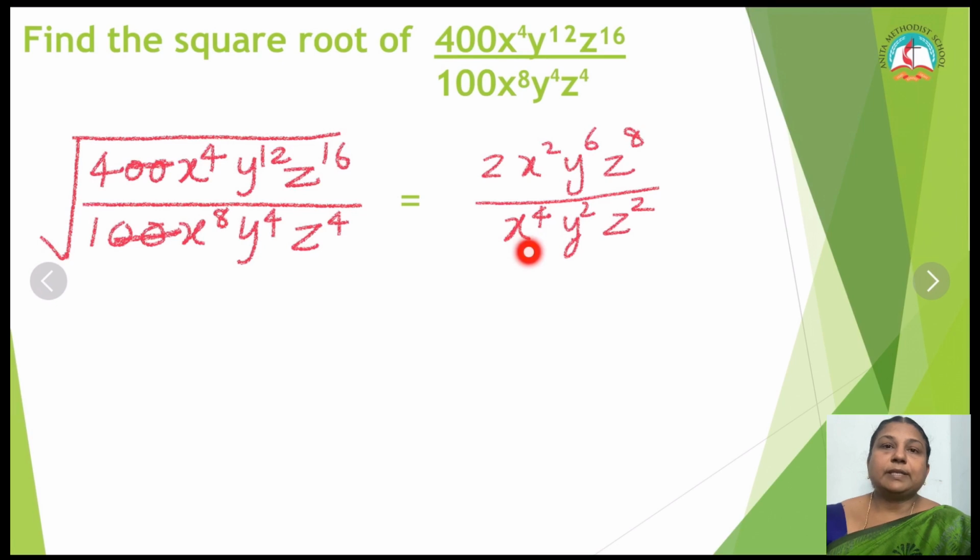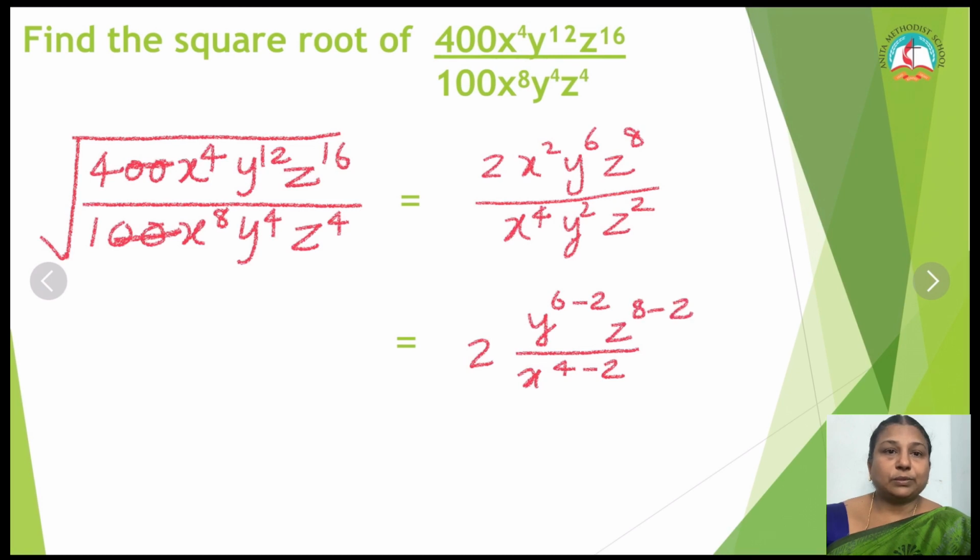While I am taking from numerator to denominator or denominator to numerator, I have to subtract the power. So if I am taking it down, I will get 2 into x to the power 4 minus 2, y to the power 6 minus 2, z to the power 8 minus 2. So where I have the greater power, I am taking to that side and subtracting.